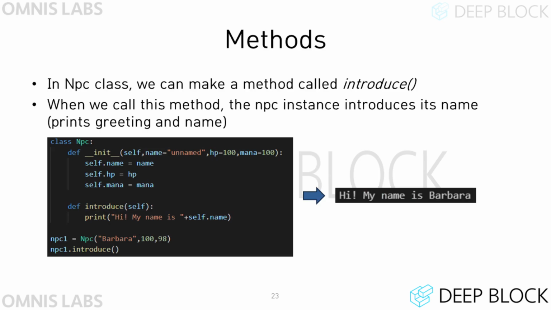Let's implement another method. The introduce method is a function that prints name attribute value. For example, when there is an NPC instance, NPC1 with the name attribute of Barbara, if you call NPC1.introduce, you can see the string as shown in the slide.